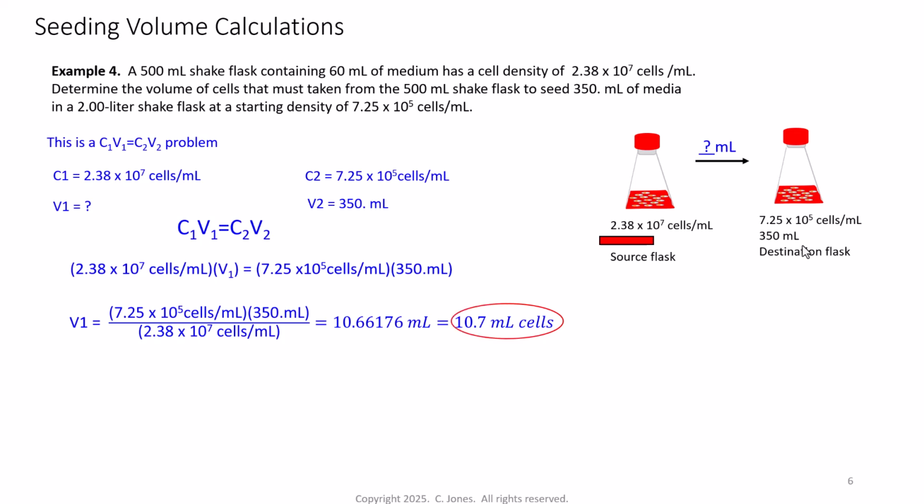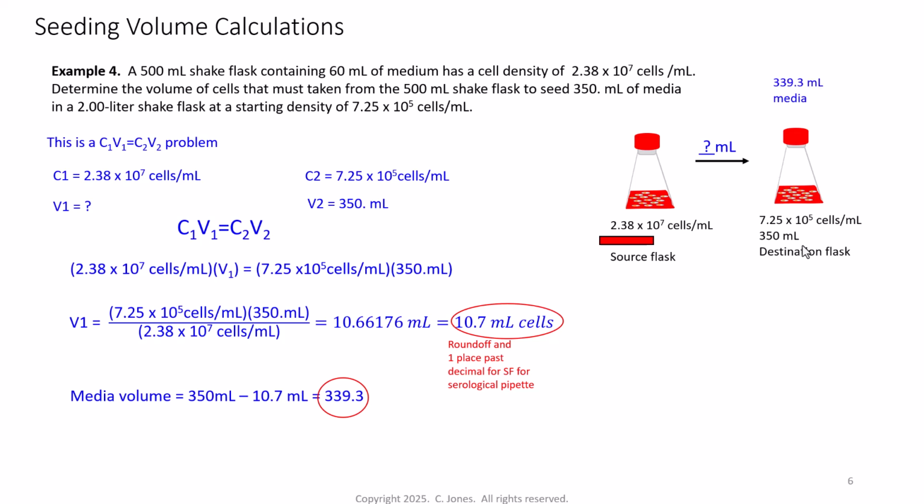Okay. But now we also want to calculate the volume of media that's required. So the media volume is going to be 350 mils, the total volume we want in the destination flask, minus the volume of cells from the source flask that we're going to passage. So this is 339.3 mils. Oops, and I left the unit off. That's not good. That will be a ding on an audit. Okay, so make sure that you put units with all of your calculations.